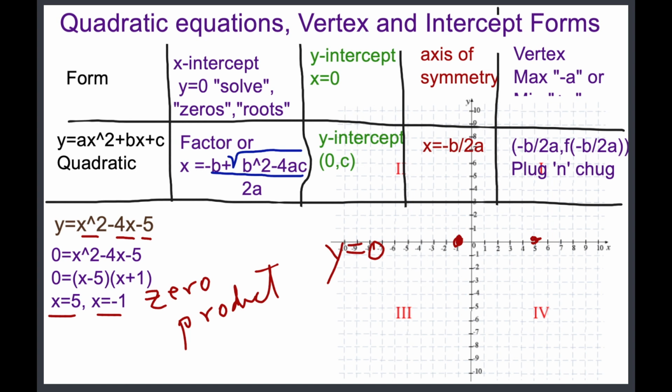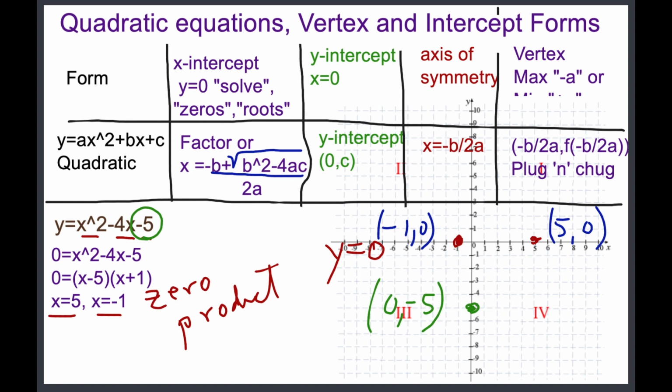Now we want to find the y-intercept, which is easy as can be because it's already given to us. The y-intercept is a. So a in this case is negative 5. So 0, negative 5 over here on the graph is the y-intercept. So the x-intercepts are negative 1, 0, and 5, 0. So we've got those x and y intercepts, which really helps us on our graph.